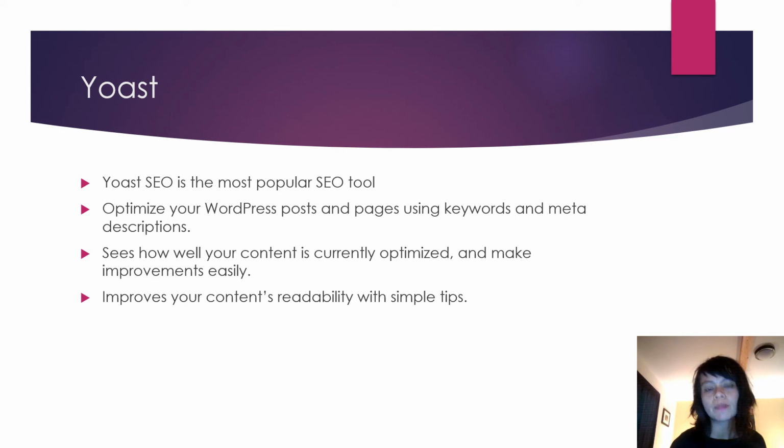Yoast SEO is the most popular SEO tool in the WordPress community. It optimizes your WordPress posts and pages using keywords and meta descriptions. It sees how well your content is currently being optimized and makes improvements very easily. It can improve your content readability with very simple tips. SEO is extremely important for your web presence. It's the reason why your website's even there, so people can find it. So SEO optimization tools like Yoast can really help you achieve that.